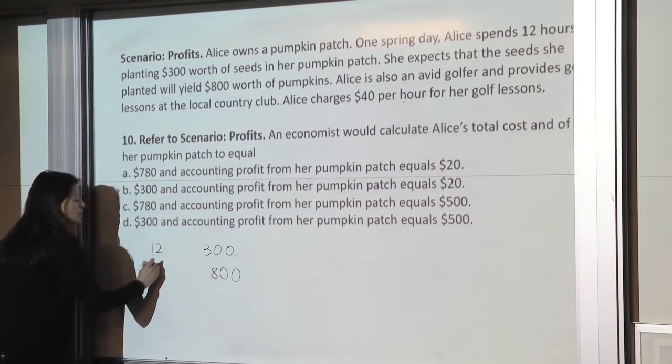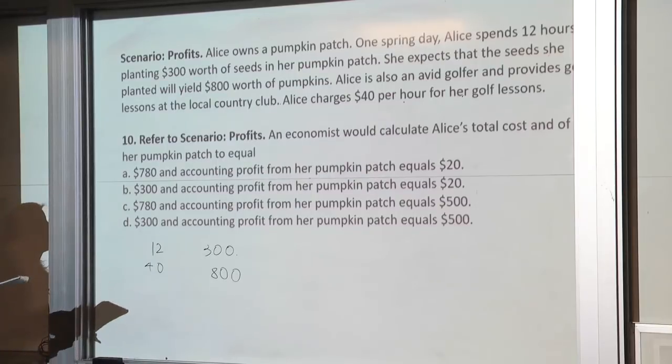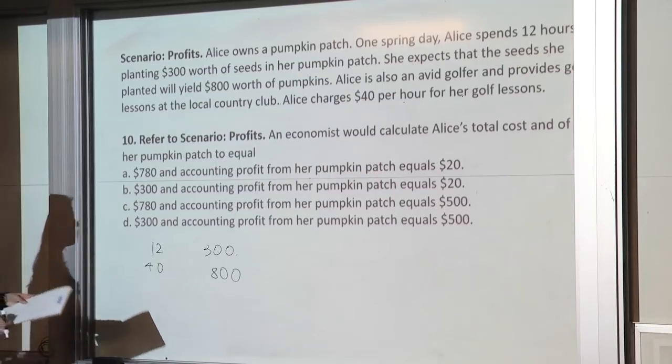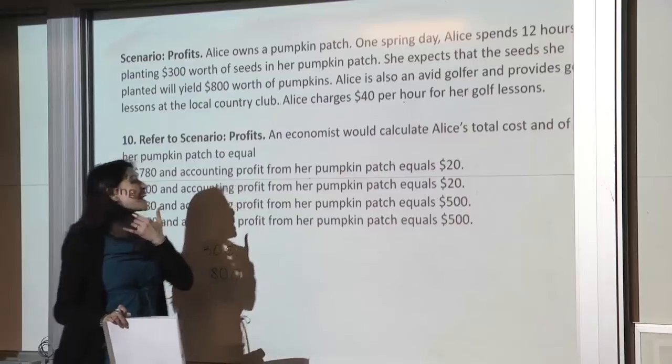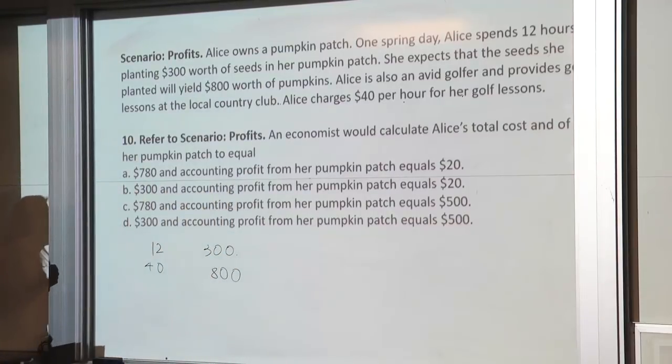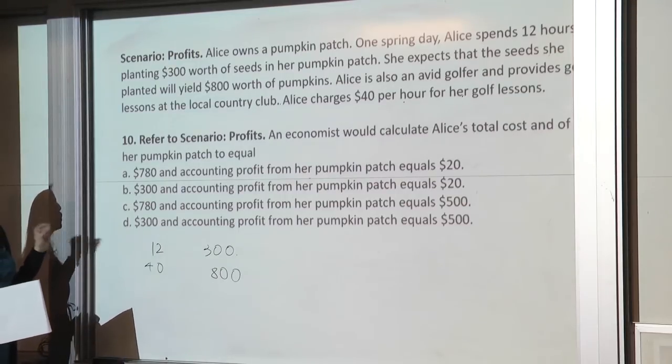Alice is also an avid golfer and provides golf lessons at the local club, and she charges $40 per hour of her golf lessons. An economist would calculate Alice's total cost of her pumpkin patch to equal.